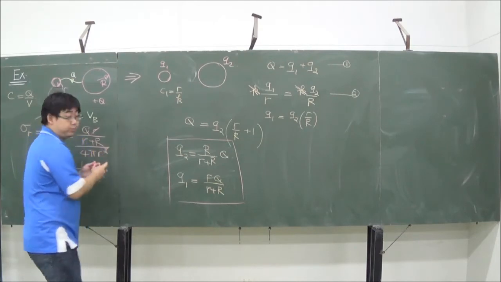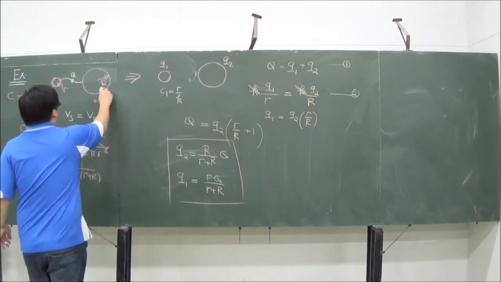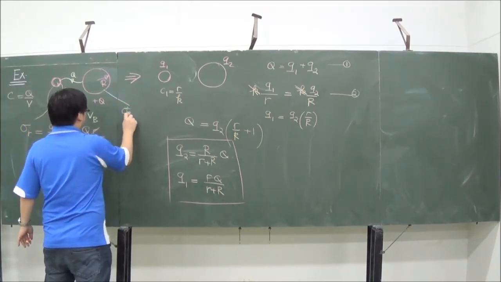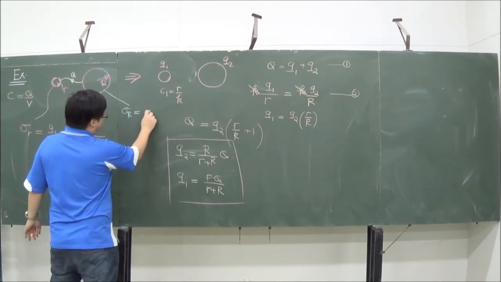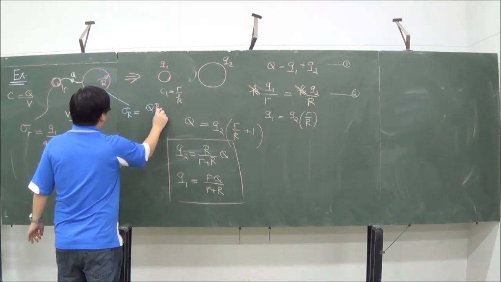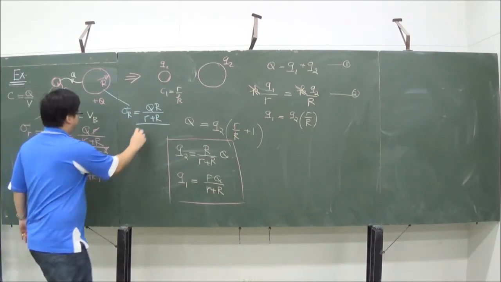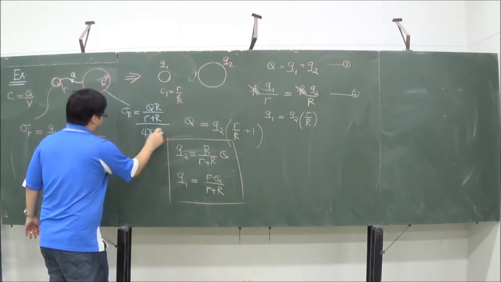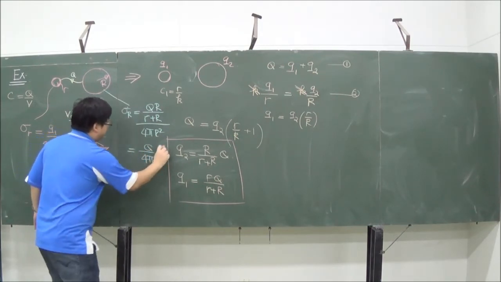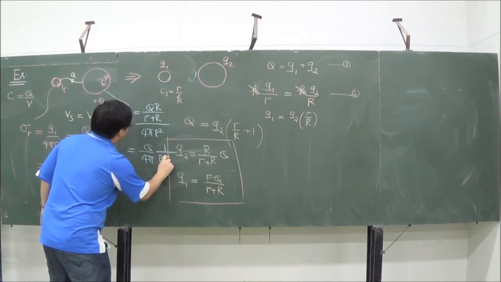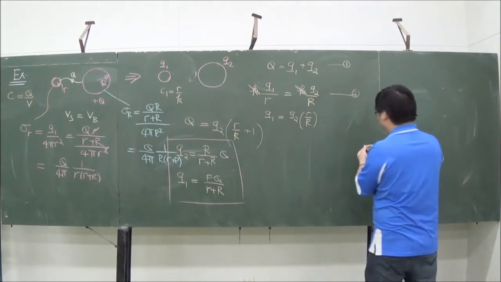Then we do the same for this big sphere. So we get the charge density sigma R equal to Q times R over R plus r, divided by 4 pi R squared. So you get Q over 4 pi, 1 over R times R plus r. So you summarize this as a result here.